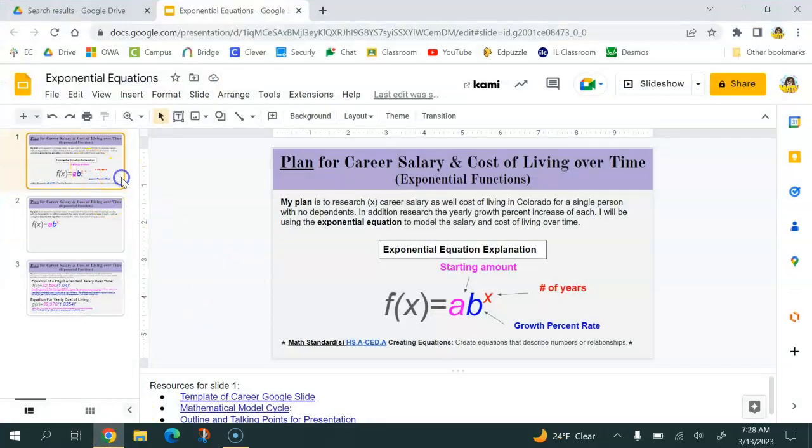All right, everyone. This is the plan for career salary and cost of living over time. This is going to be our exponential functions equation that we are going to be using to come up with our additional numbers. So look for the slide whose title is "Plan for career salary and cost of living over time." Go ahead and pause the video and find this slide.